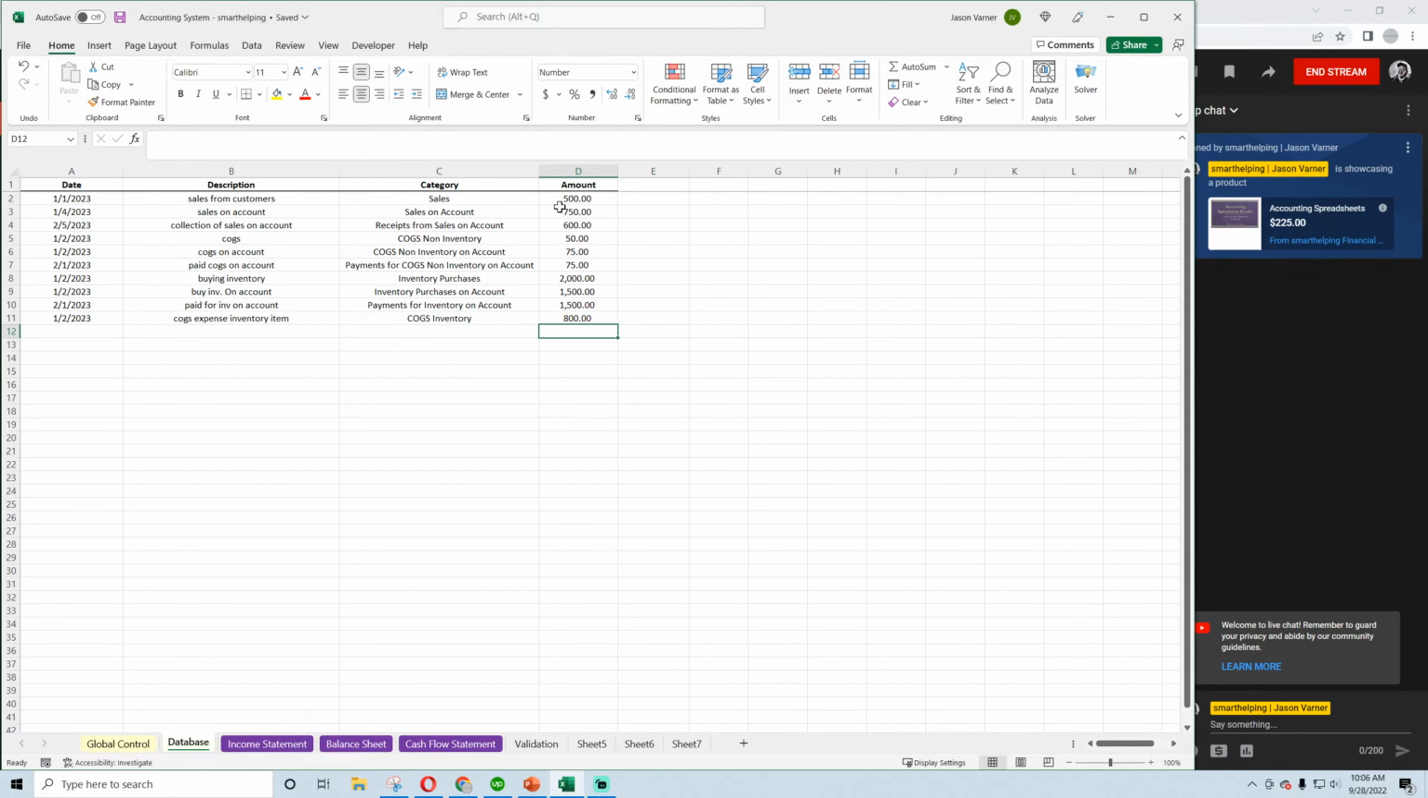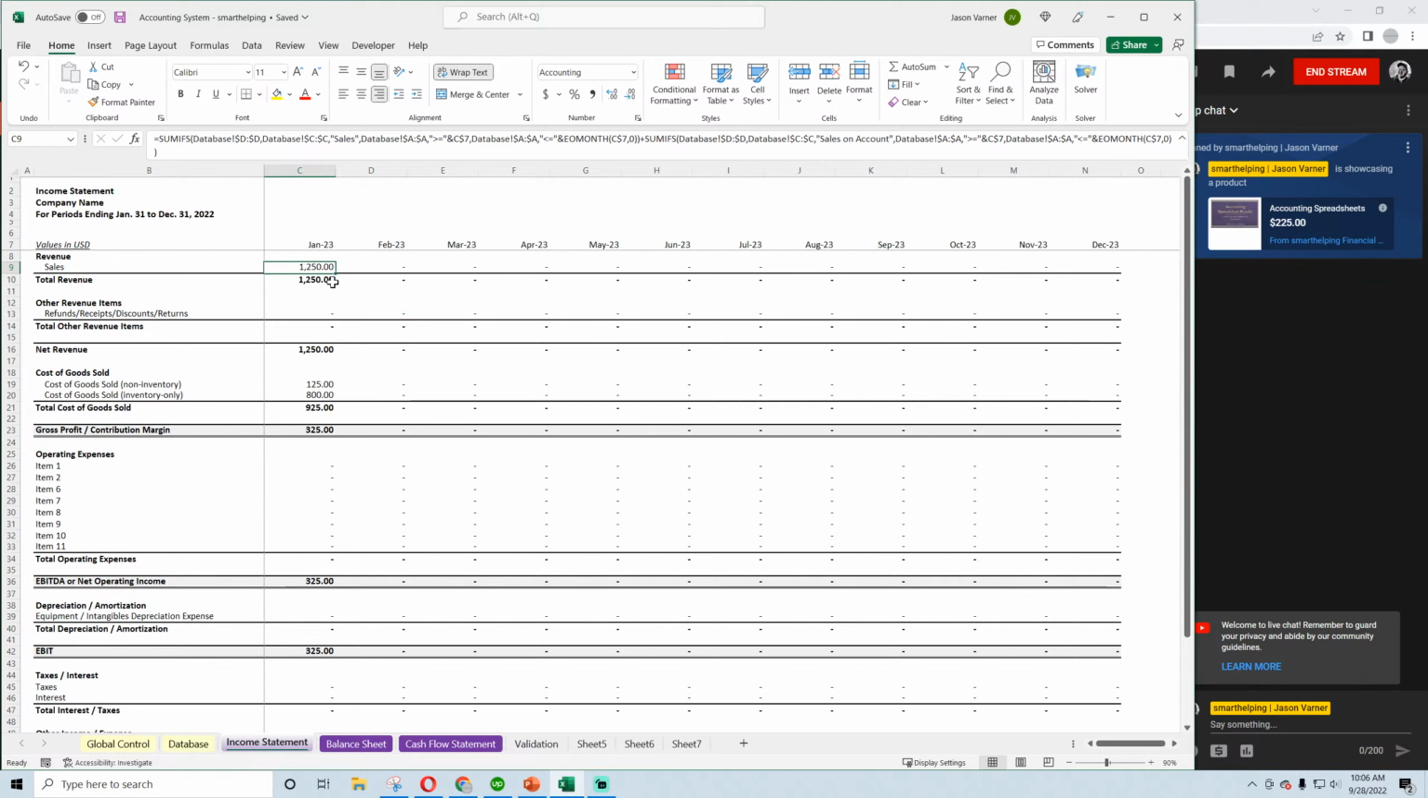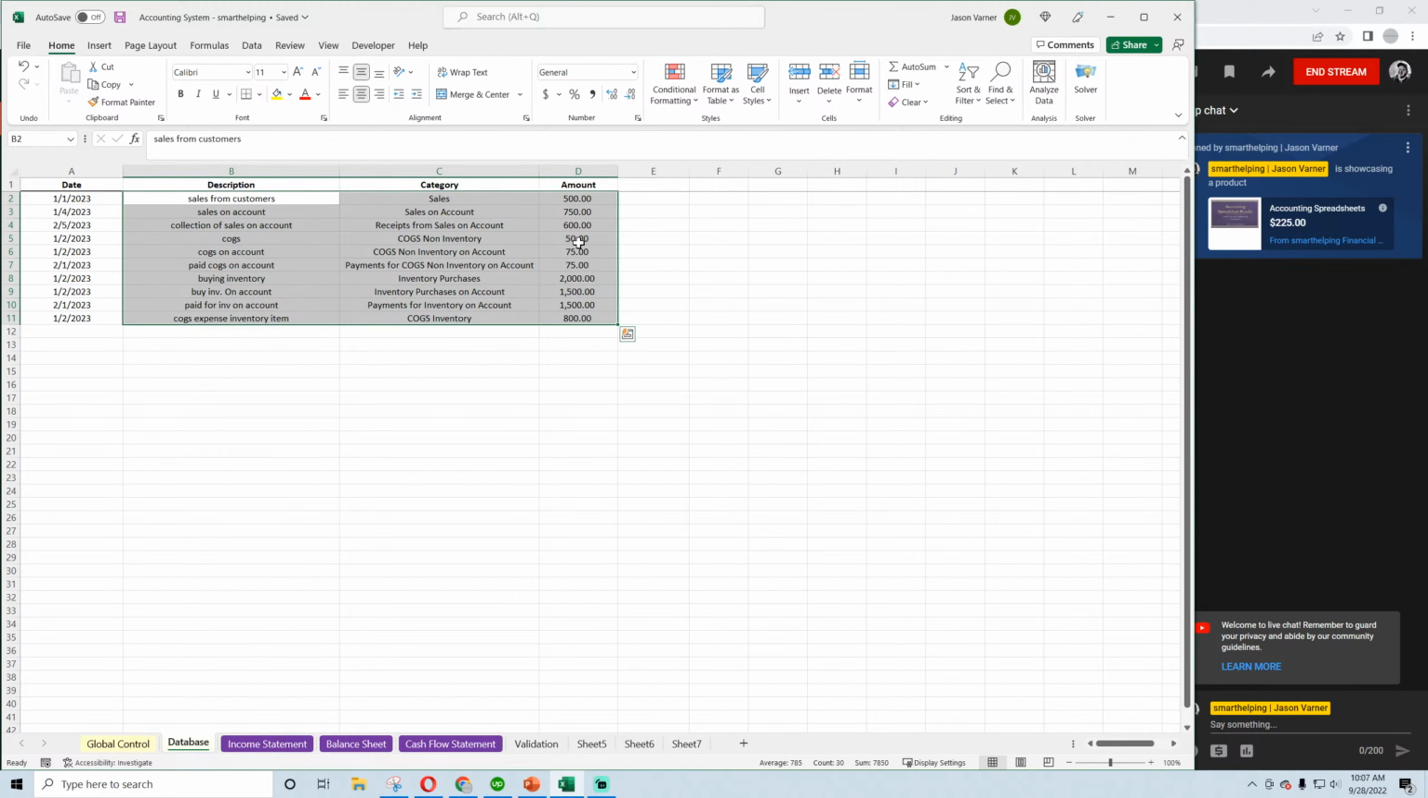Okay, so that represents everything we've done so far, all the logic, and all the different accounts we have. Let's look at the income statement. So here we've just got sales, cost of goods sold non-inventory, and cost of goods sold inventory. Now this 125 is both cost of goods sold non-inventory and cost of goods sold inventory on account. Even though this expense isn't paid yet, it's hitting the income statement in this month.